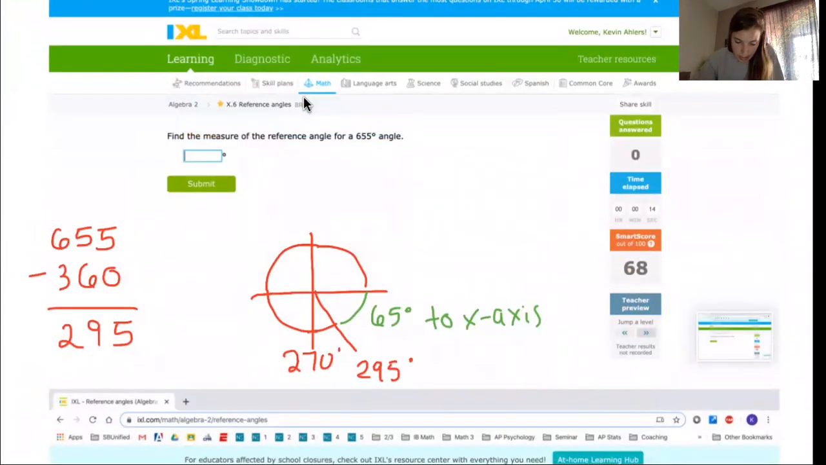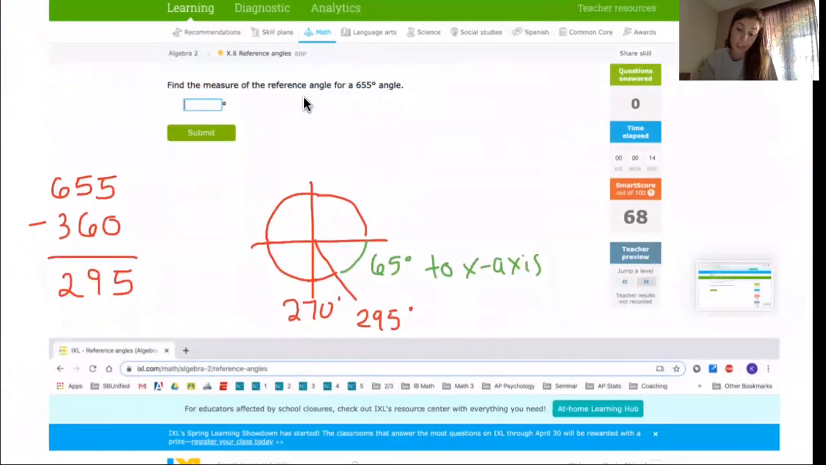Almost there, guys. Find the measure of the reference angle for a 655 degree angle. Okay, 655 degrees. I know that's going to go around my whole circle one whole time. To go around twice, it's going to require at least 720 degrees. And 655 is not that big, so I know it only goes around once and then most of the way a second time.